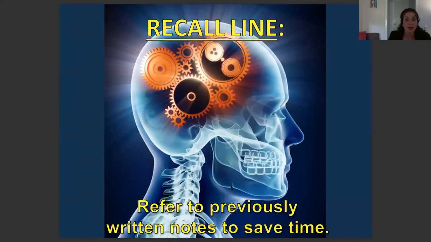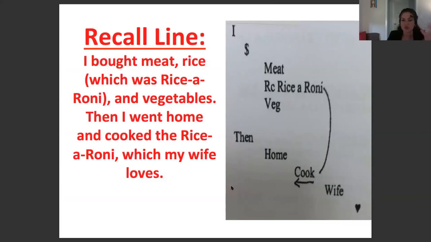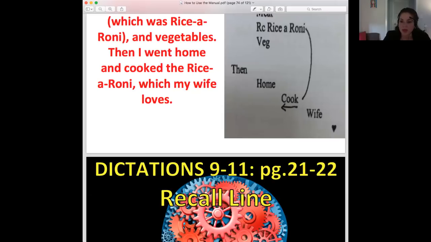Now we're going to talk about the recall line. The recall line is a great way to save time because it allows you to refer to previously written notes. It allows you to not have to write things down again. So for example, in this message that I have here, I want everybody's eyes over here while I'm reading this. I bought meat, rice, which was rice-a-roni, and vegetables. Then I went home and cooked the rice-a-roni, which my wife loves. So if you notice, the recall line allows me not to have to write down rice-a-roni again, because I already have that available on that same page. So all I'm doing is making a line that I'm dragging down to where I need it. The most important thing about the recall line is where it begins and where it ends. Okay?